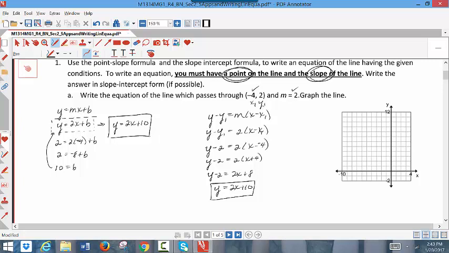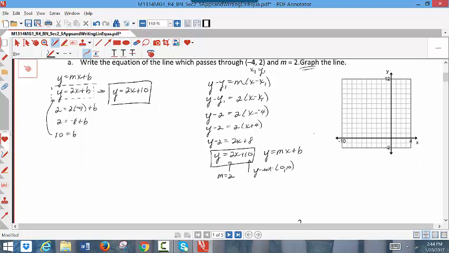Now it does ask me to graph this line, and of course there are many ways to do this. I can just graph the point they gave me and the slope they gave me, but I can also use my slope-intercept form, whichever one's easier. If I want to look at the slope-intercept form, I know this number on the end. Now remember, this is y equaling mx plus b form. So my y-intercept is 0, 10, and my slope is 2.